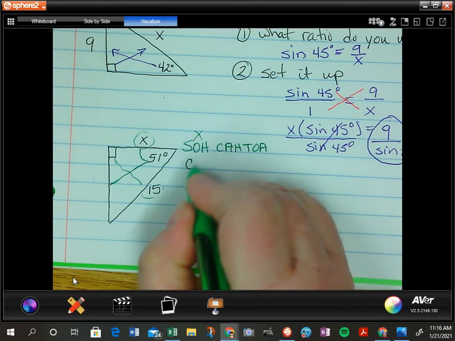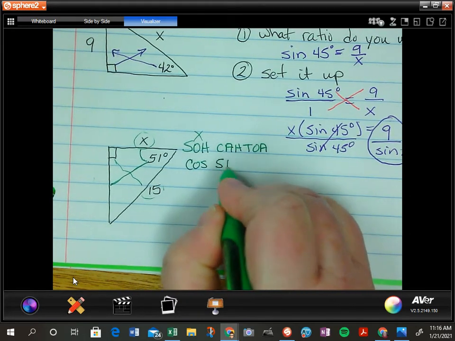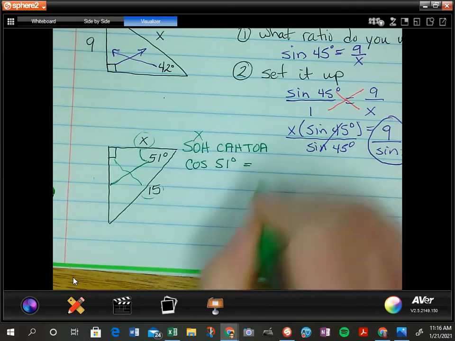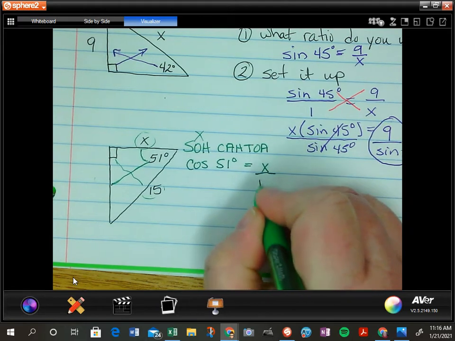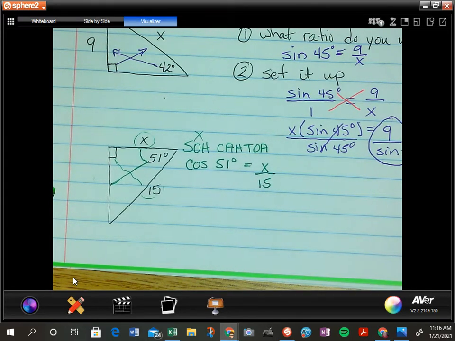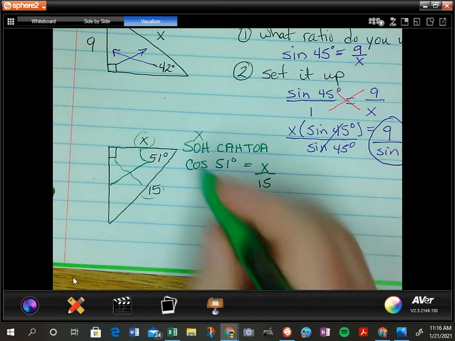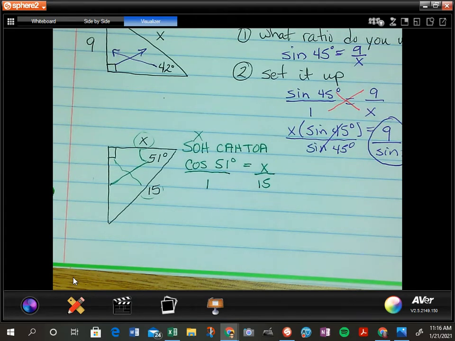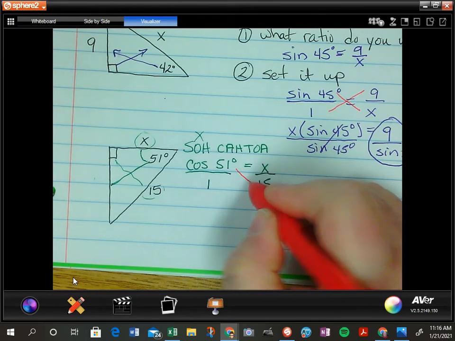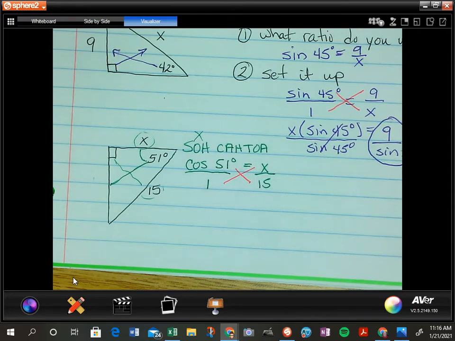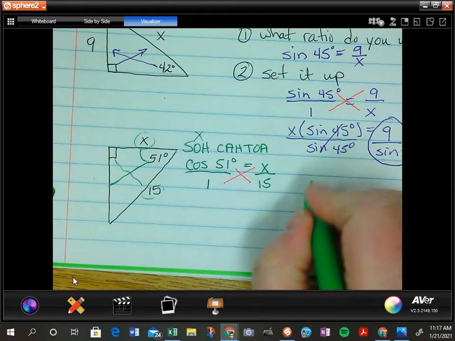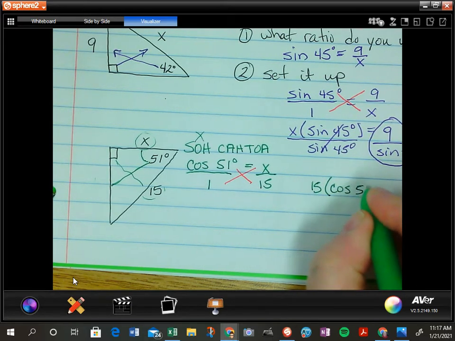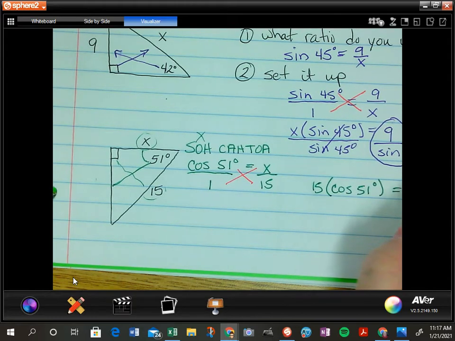So we're using cosine of 51 degrees is equal to adjacent, which is x, over 15. And the way I wrote it, I don't have to rewrite it because I can put this over 1. Can I now cross multiply? Sure. So I multiply that, and I get 15 times the cosine of 51 degrees equal to x.